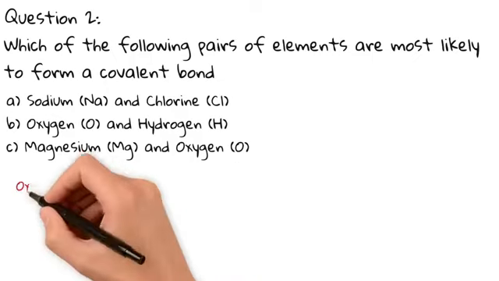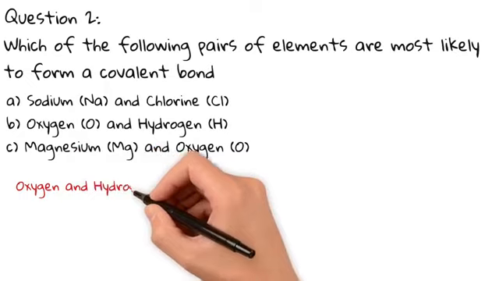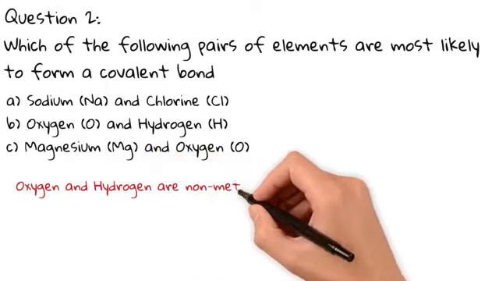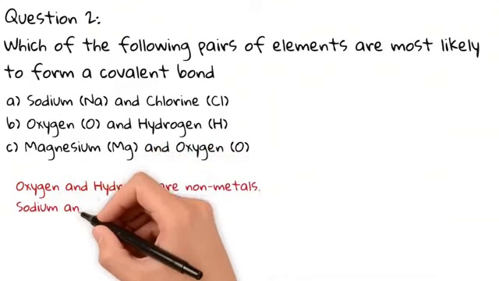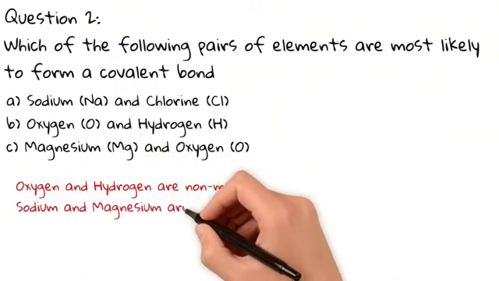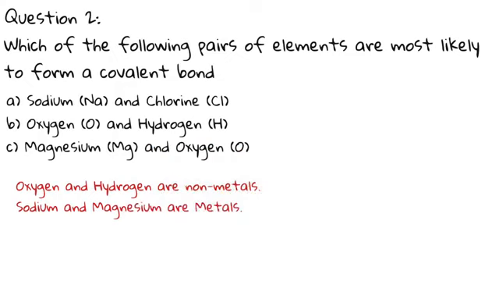The correct answer is B. Oxygen and hydrogen, because they are both non-metals. Sodium and chlorine are a metal and a non-metal, and they would form an ionic bond. The same is true for magnesium and oxygen.